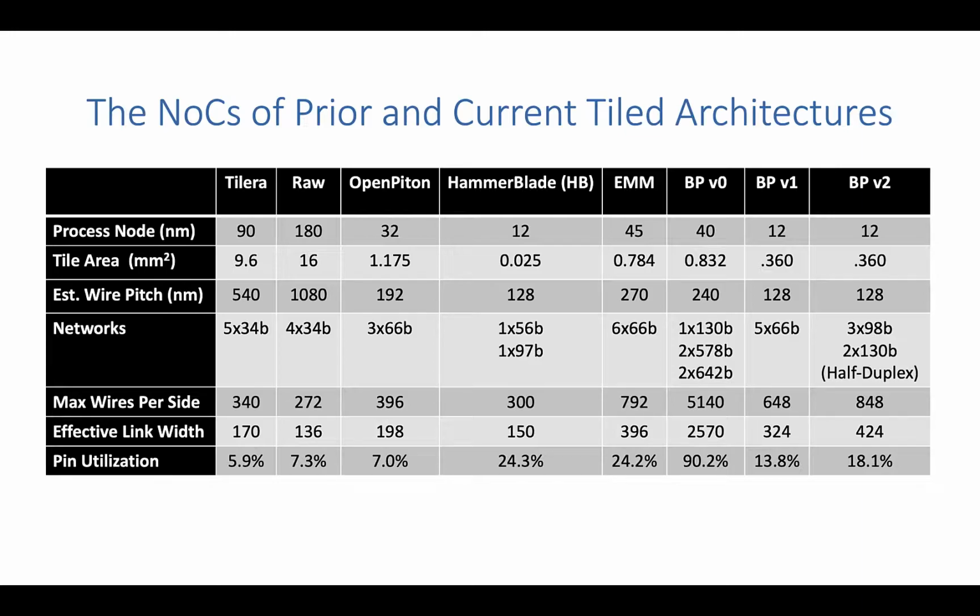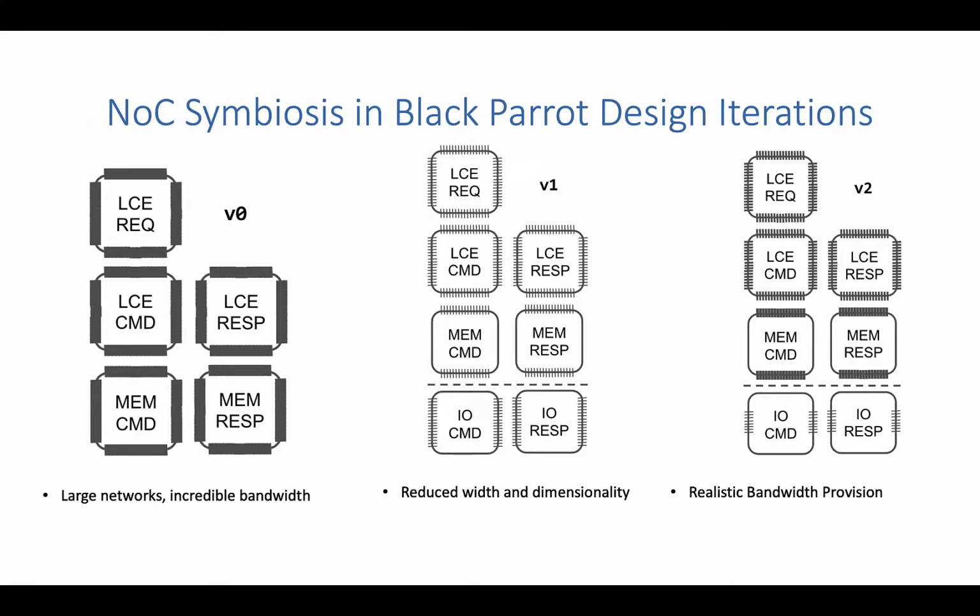To demonstrate this, we surveyed a variety of similar prior works that used two-dimensional meshes and tiled architectures, and scraped results from those papers. In addition to these results, we used three different design points from Black Parrot. First, V0, which I described initially. It has large networks and incredible bandwidth, and is deep in the symbiotic region with 5,000 wires per link. Second is V1, which uses reduced width and dimensionality to bring the design back into a conventional region. Finally, V2, which has realistic bandwidth provision for the processors.